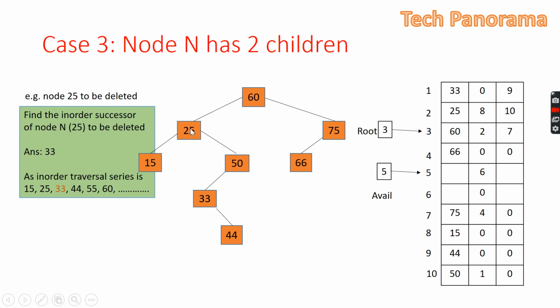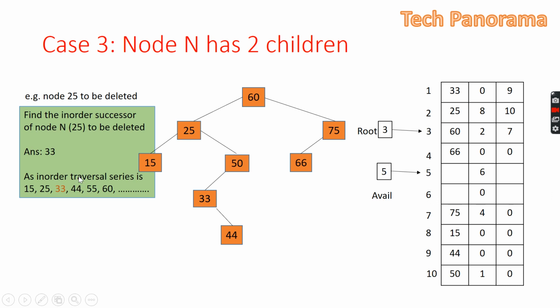This is very easy to implement, as we have to find the in-order successor of the node that we are going to delete. Here if we are going to delete 25, what will be the next successor of 25? The next successor will be taken from the in-order traversal. When we take the in-order traversal of this tree, we get 15, 25, 33, 44. So the next successor of 25 is 33. So when we delete the 25, its place will be taken by the 33. It's very easy.